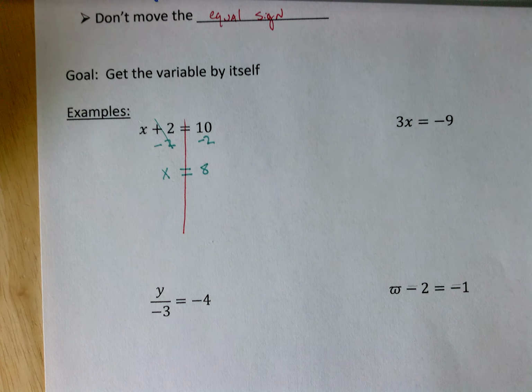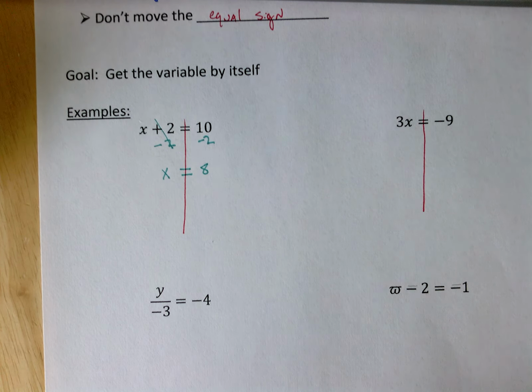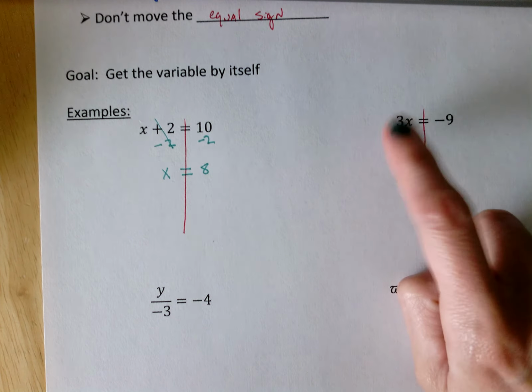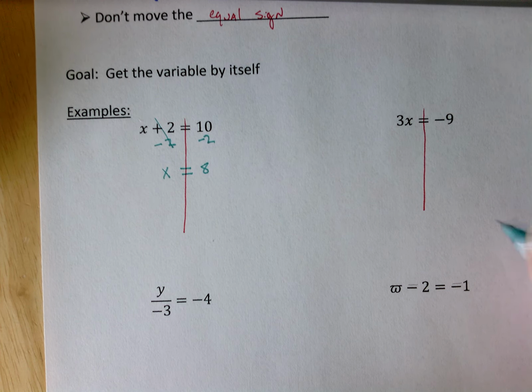All right, great. Let's take a look at another one. So this guy over here, I'm going to draw a line through my equal sign just to make sure I keep it in the same spot. And right now, this says that it's 3 times x. Well, the inverse operation of multiplication is division. So to solve this, I'm going to divide by 3.